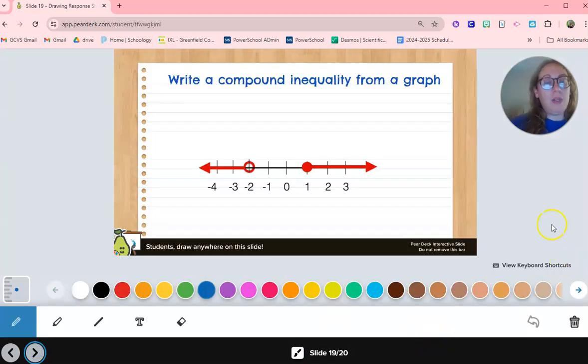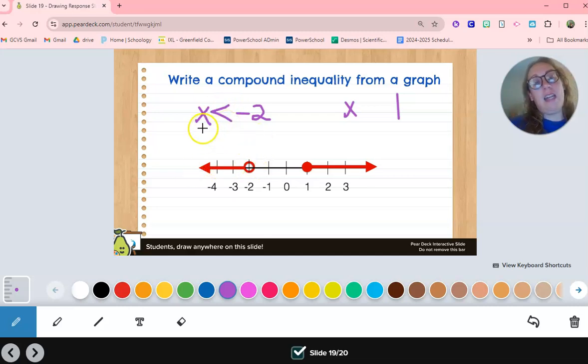We'll do our last one here. So we know we're going to have an x, we have a -2, and then another x and a 1. -2 is an open circle and it's shaded to the left, so that's going to be less than. So x is less than -2, or x can be greater than or equal to +1. Right, we see that solid circle on 1, and the numbers are getting bigger. We're shading to the right.